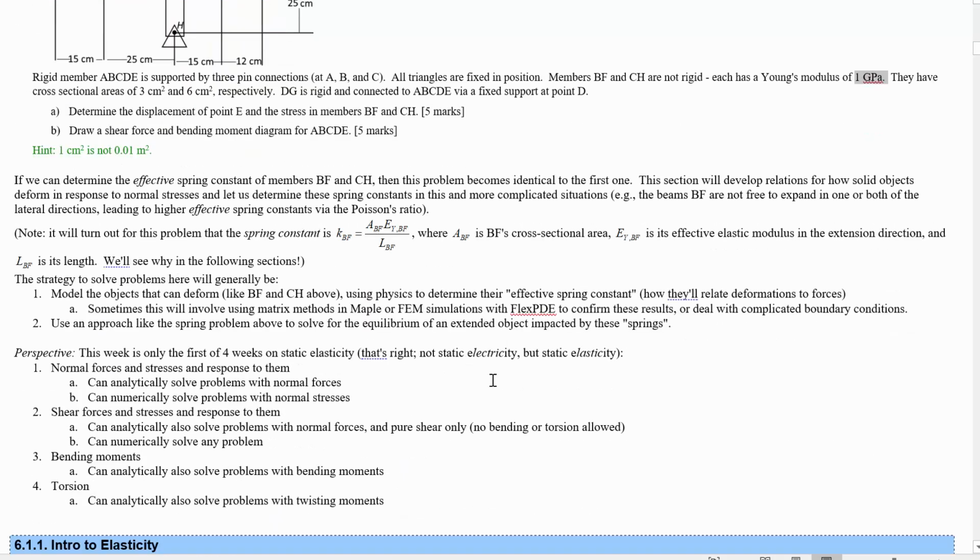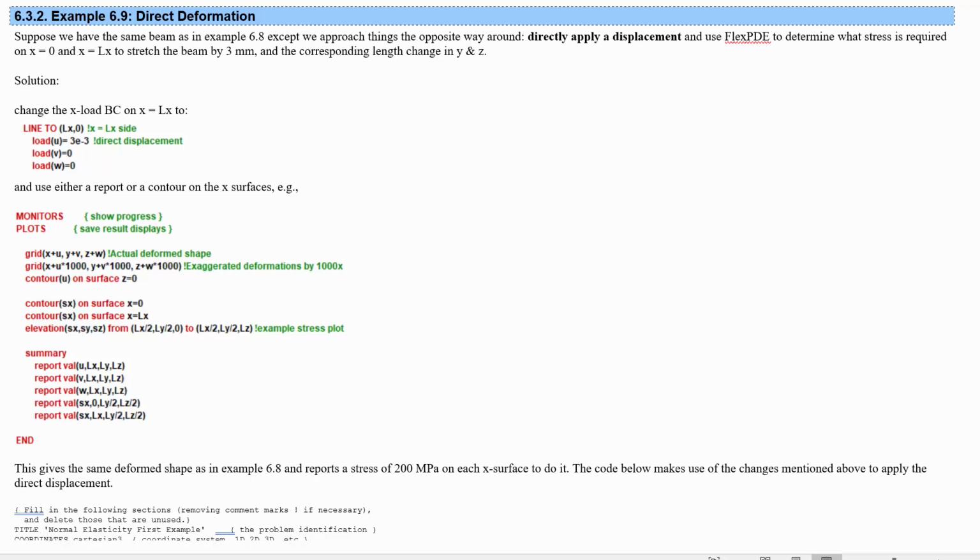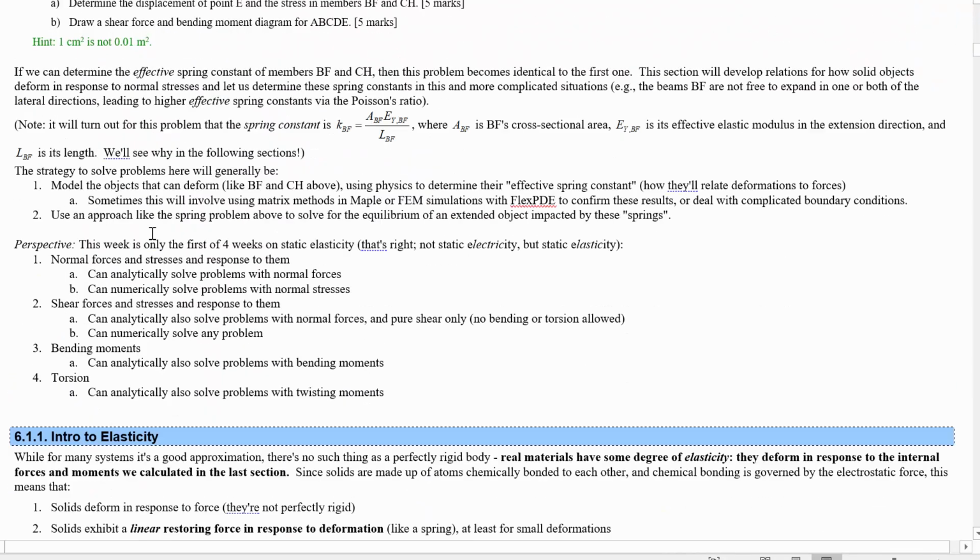2 stages to the problem. Model the objects that can deform using physics to figure out their effective spring constant, and then use the different kind of physics like we were doing last week plus some geometry to solve for the equilibrium of an extended object impacted by these springs. So this week is only the first of 4 weeks on static elasticity.